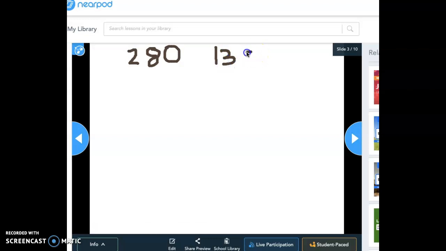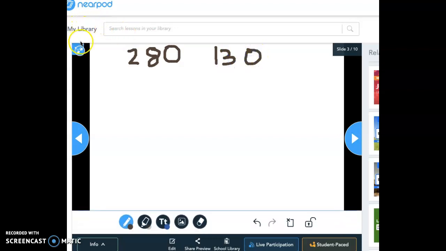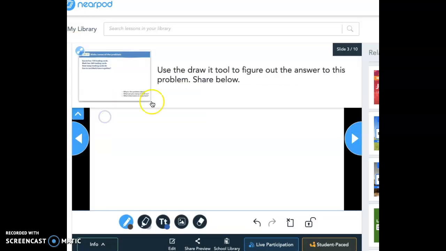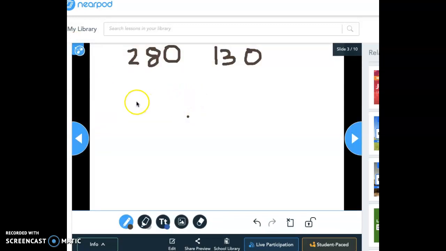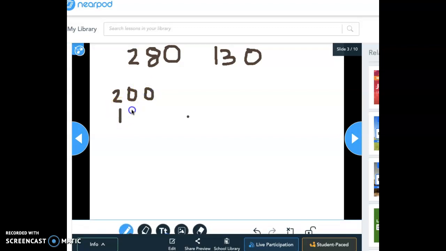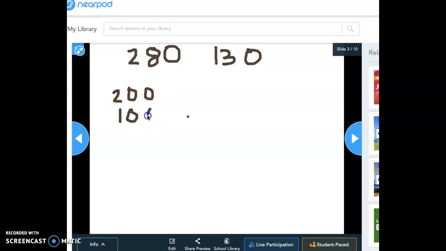So it says, how many do they have? Let's read that one more time. It says, how many do they have together? So I'm going to put these numbers together. So first I'm going to add my hundreds. So I'm going to add 200 and 100. And if I put that together, that's 300.